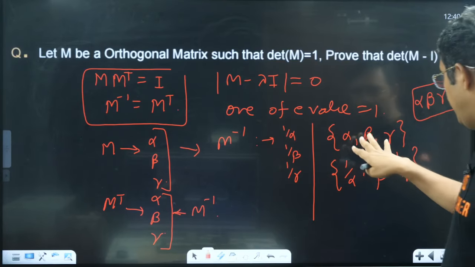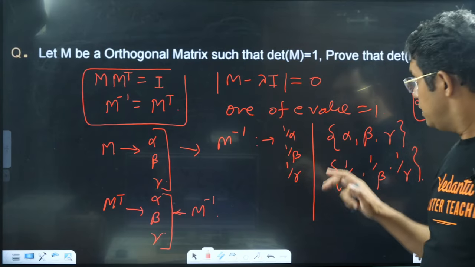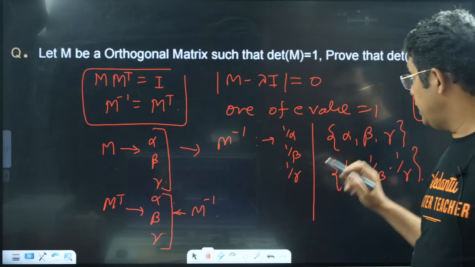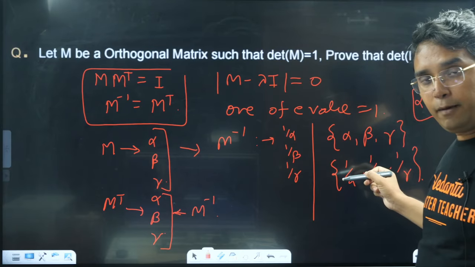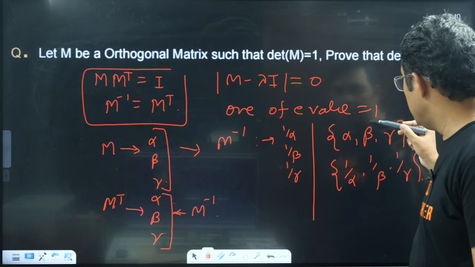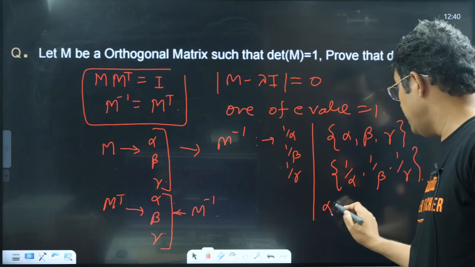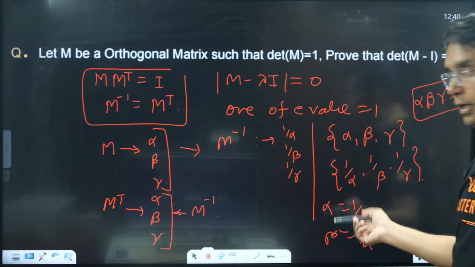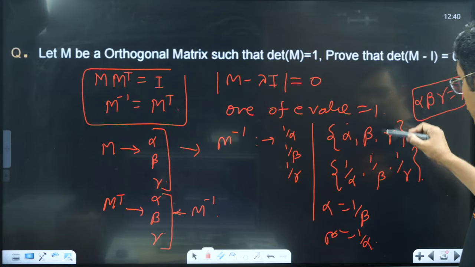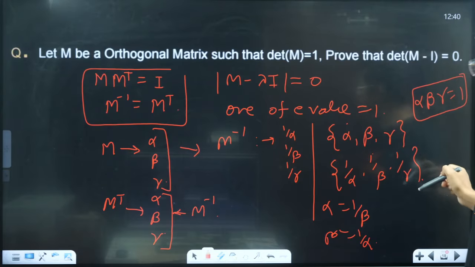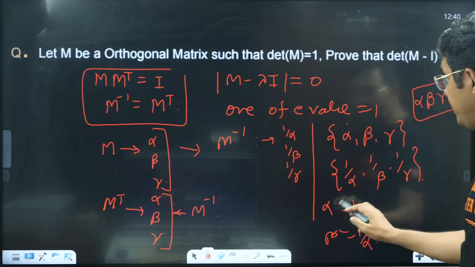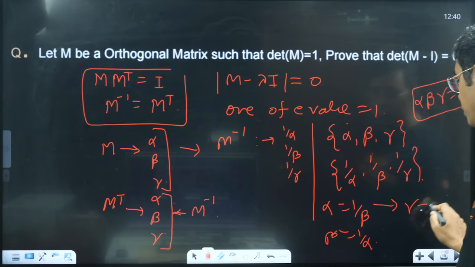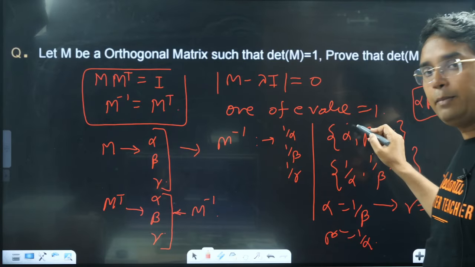Now please see, if these two sets are same, and let's say they are not 1 or minus 1, then alpha will not be equal to 1 upon alpha, beta will not be equal to 1 upon beta. Maybe alpha will be equal to 1 upon beta, then beta will become equal to 1 upon alpha, obviously. So this becomes this, then you are left with gamma and 1 upon gamma. Now if alpha beta is equal to 1, and because alpha beta gamma is also 1, that means your gamma has to be equal to 1. Are you getting it?